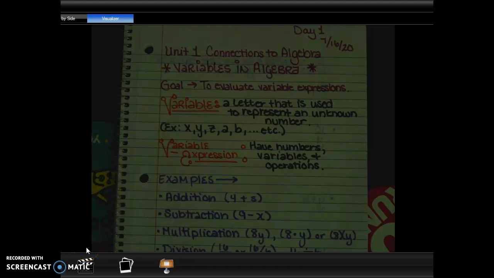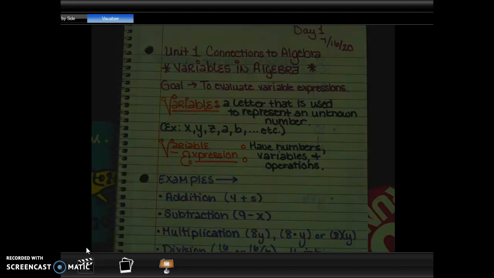Alright, so we're officially starting Unit 1. This is Connections to Algebra. So we'll probably get maybe halfway through Unit 1 or maybe just all of Unit 1 before you start the school year. But it'll be a really good base for you to go ahead and grasp some of the vocab and concepts when it comes to algebra.